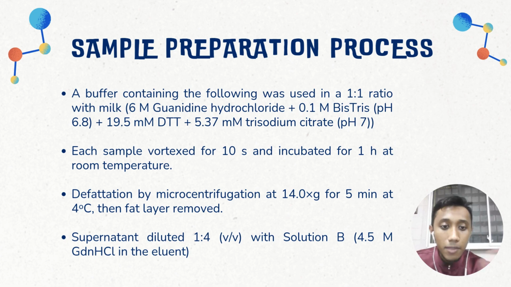Firstly, the milk sample is added with the buffer in a 1:1 ratio, and the buffer consists of a mixture of guanidine hydrochloride, 3.1 molar of bis-Tris, 9.45 millimolar of DTT, and 5.37 millimolar of trisodium citrate. Each sample is vortexed for 10 seconds, then incubated for 1 hour at room temperature. Then we proceed to the defatting process by microcentrifugation, which is done in order to remove the fat layer. Once we have conducted defatting, we will obtain the supernatant. The supernatant will be diluted 1:4 with solution B, which is 4.5 molar GdnHCl.